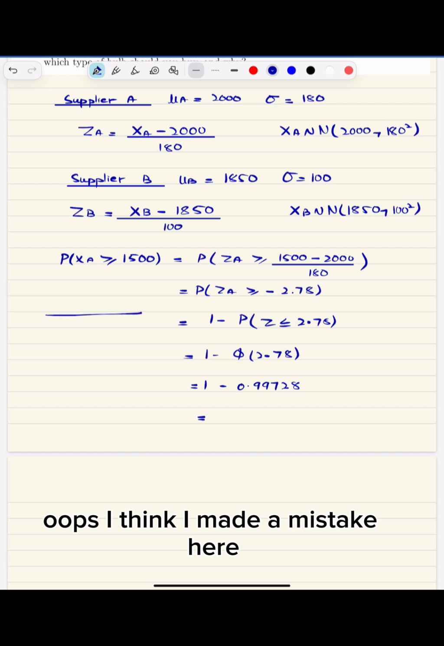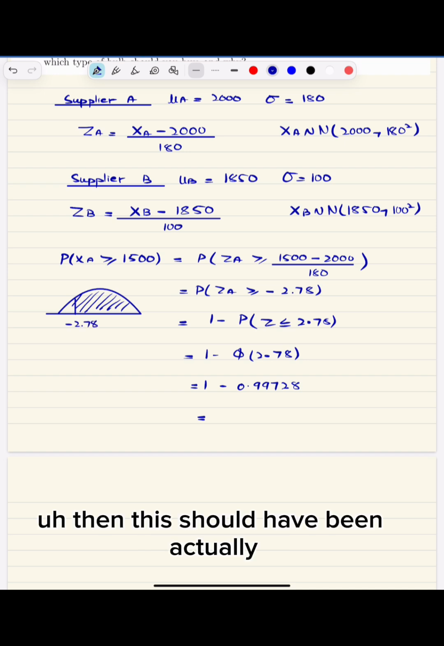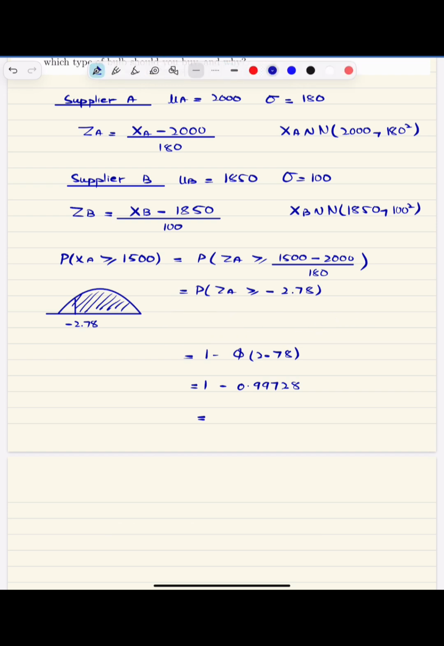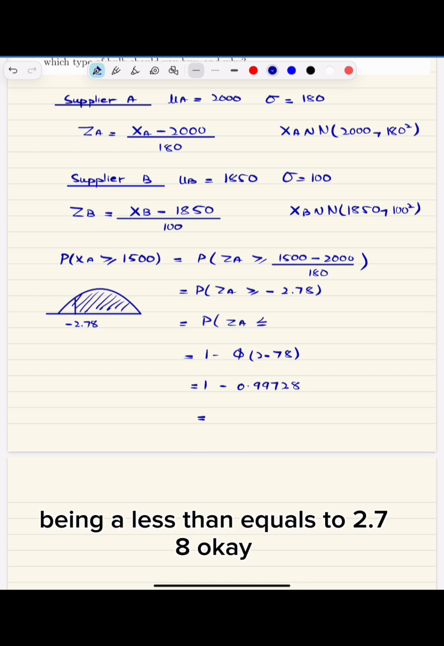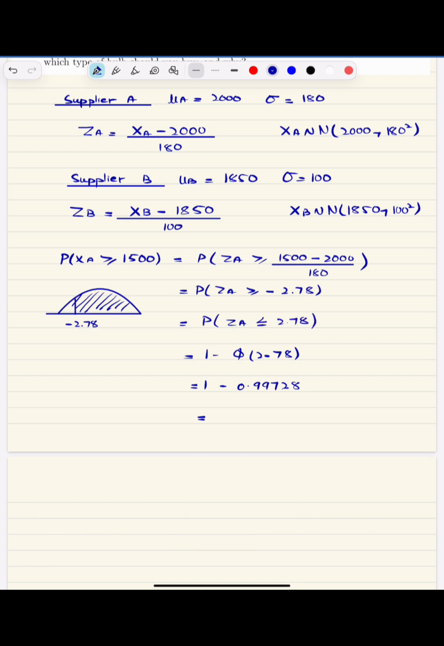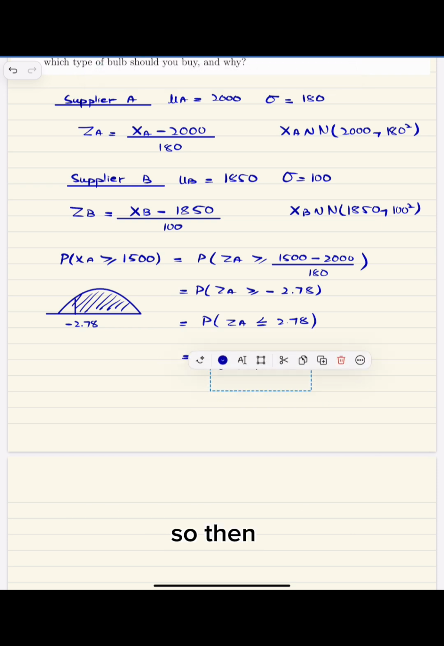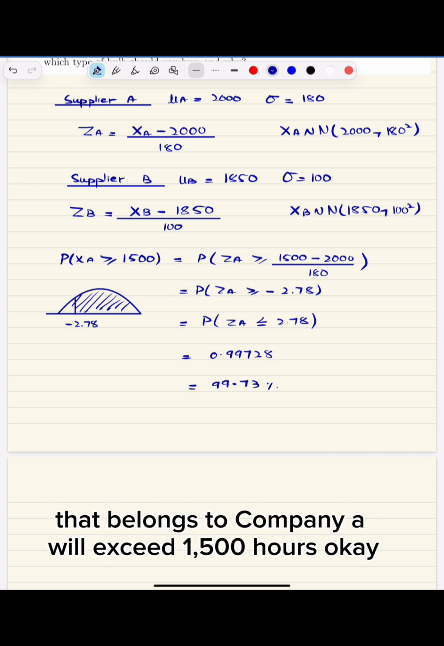Oops, I think I made a mistake here. Oh, this was this shaded region. Oops, my bad. Then this should have been actually the same as the probability of Z being less than or equal to 2.78. I'm glad I realized my mistake. So then there is a 99.73% chance that the lifetime of a bulb that belongs to company A will exceed 1500 hours.